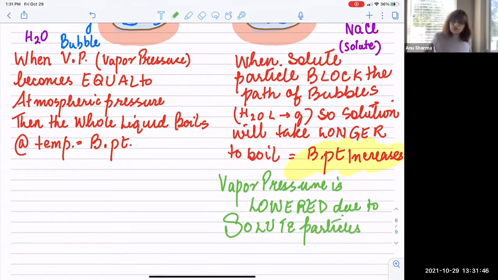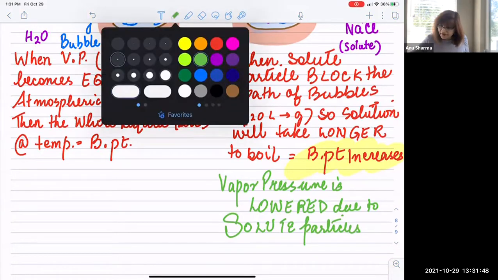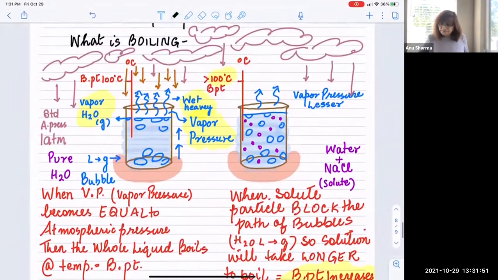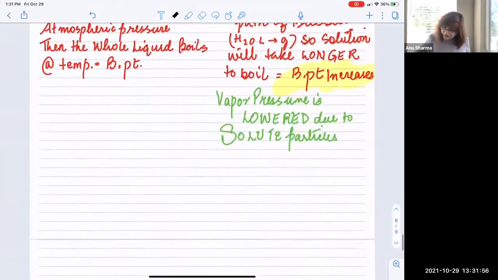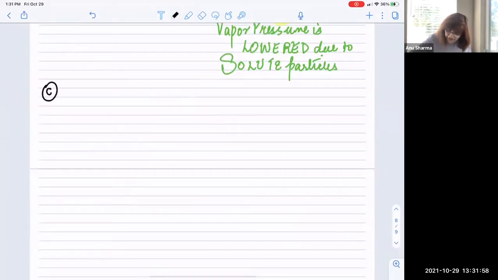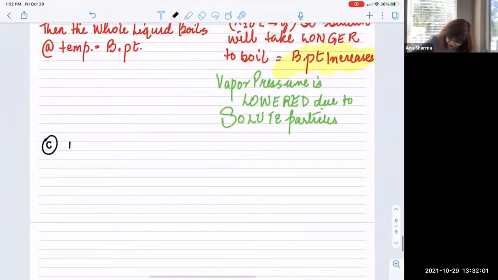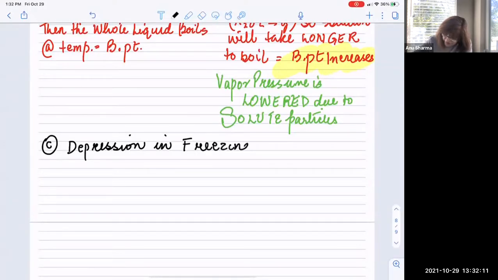All right, due to the solute particles. Now we have here lowering of vapor pressure. Next is the C part, which we are going to look at now. Because of that, there is a depression in freezing point, and there is an elevation in boiling point.